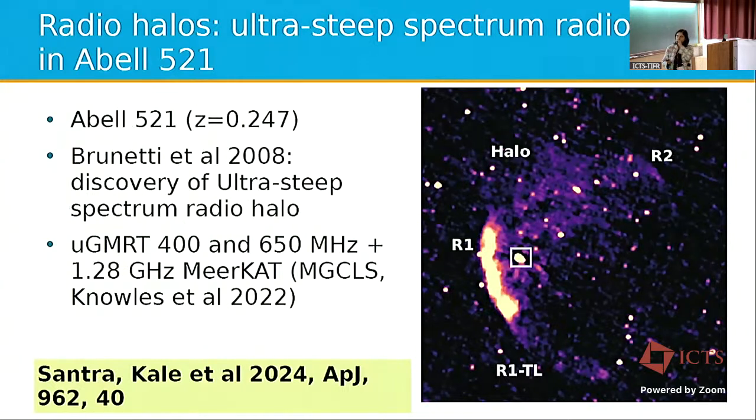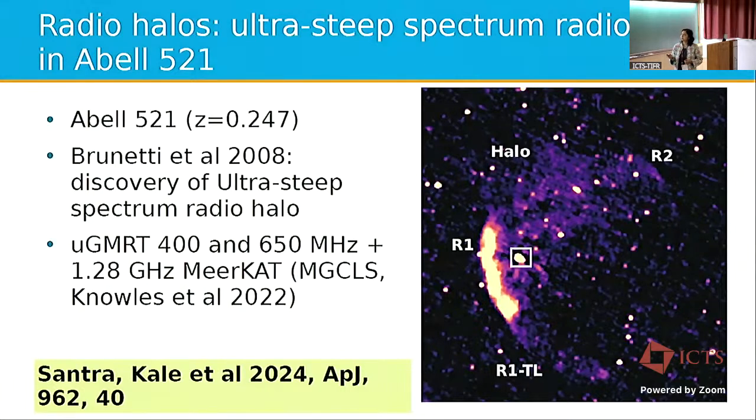Coming to radio halos, there is an ultra steep spectrum, the prototype ultra steep spectrum radio halo, which was discovered back in 2008 using the GMRT. So these systems are of interest because they challenge the models of acceleration. We made deep uGMRT and used the MGCLS Meerkat data to make very detailed maps of this cluster, which contains the ultra steep spectrum radio halo.